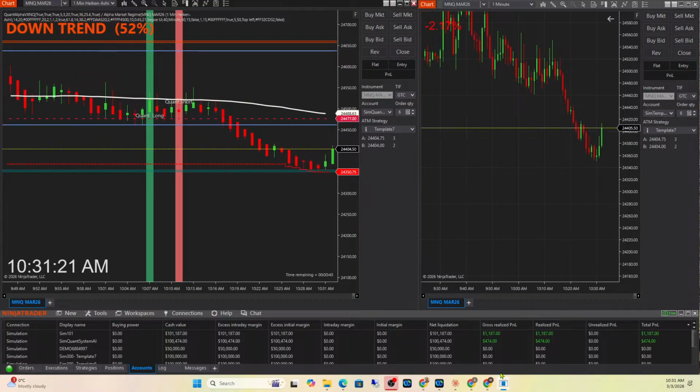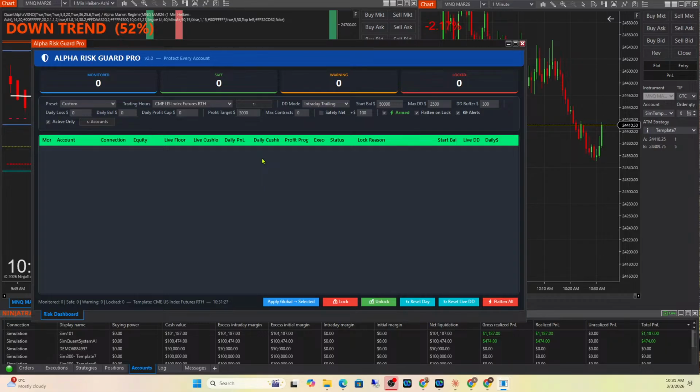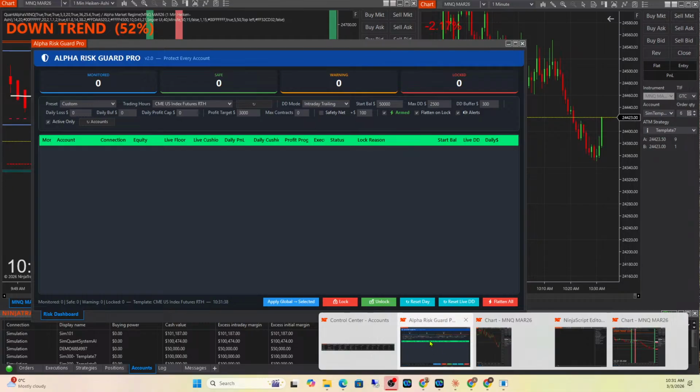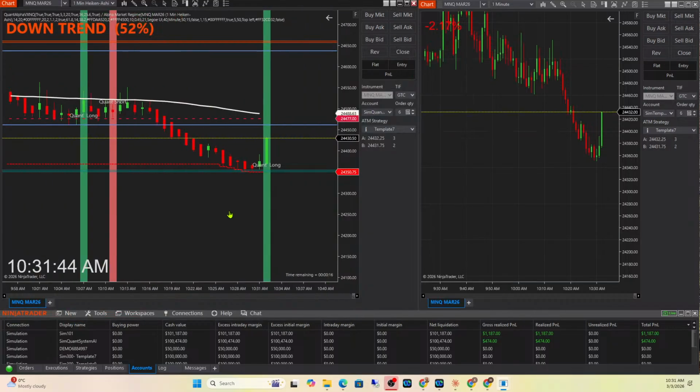And also, by using the Alpha Risk Guard, you're already safe, right? You know now your account is safe. You don't need to worry about, okay, did I lose anything? Blah blah blah. No, your account is 100% safe because you're not even gonna reach your drawdown using the Alpha Risk Guard.